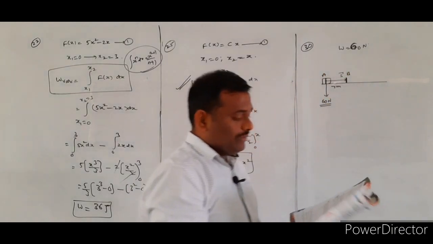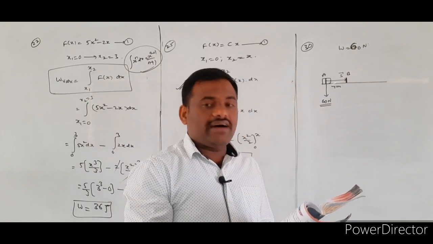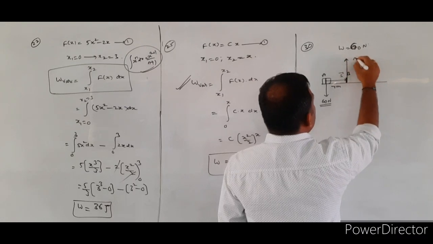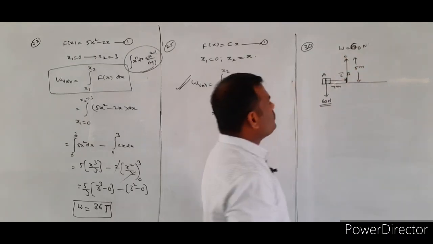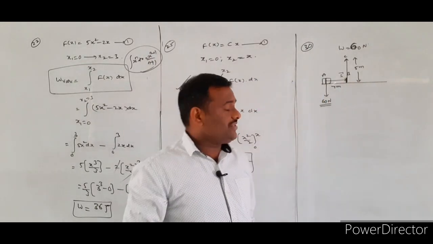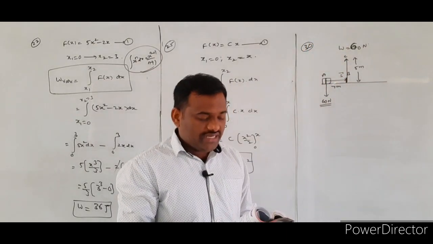From the point A to B. And then he climbs a vertical distance of 5 meters. From this point, he climbs through a vertical distance of 5 meters, from the point B to C. From point A to B, he was moving along the horizontal direction. From the point B to C, the displacement will be in the vertically upward direction.